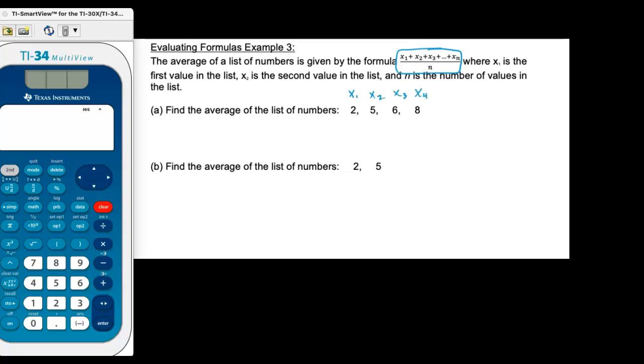You don't have to write it like that though. You can just add those. Those are all going to be added in the numerator, and you're going to divide by the number of values. So in this case, N is going to be 4, since there are 4 data values.